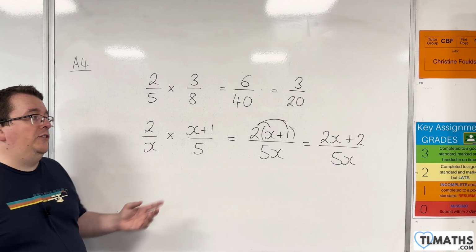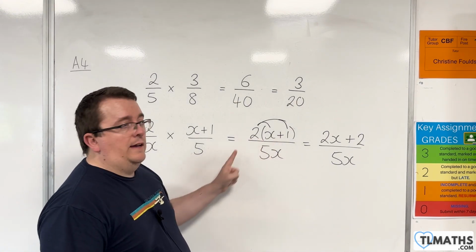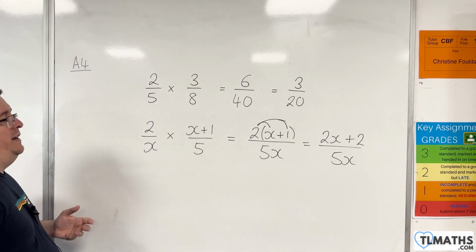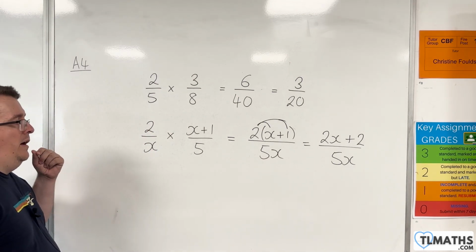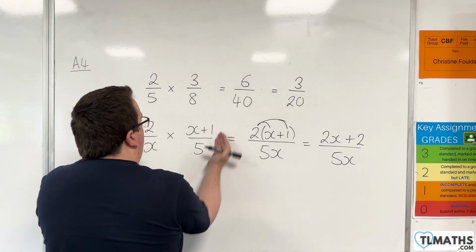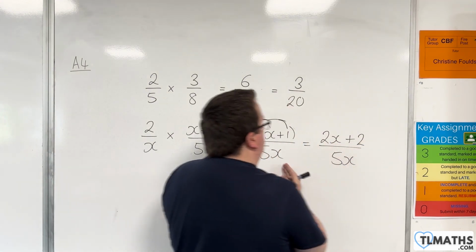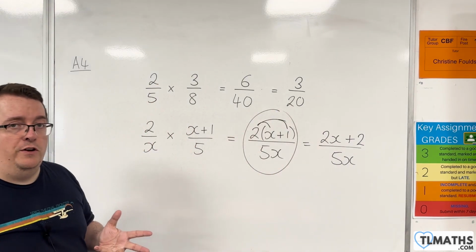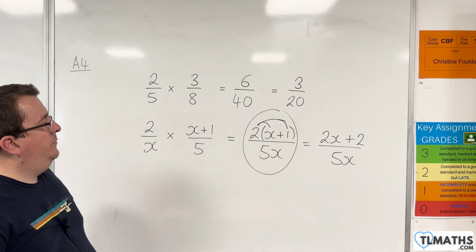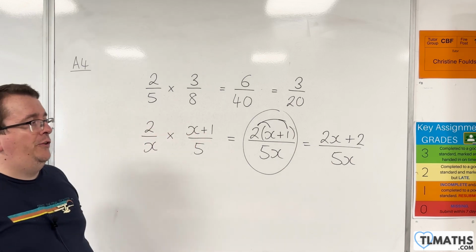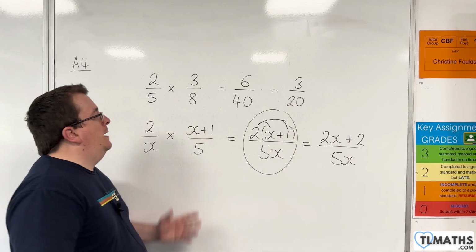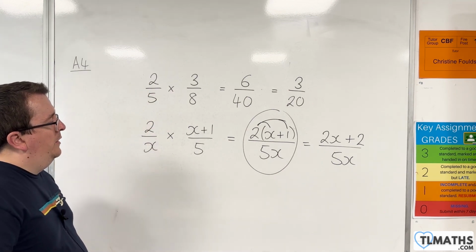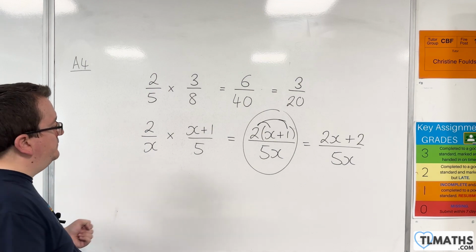Now, in some contexts, it might have been more useful to leave it in that factorised form in the numerator. Really depends on the question and what you need to do with it. But if you can go straight from this to this without writing out that intermediate step, then that is perfectly fine also. Okay? So this is how we multiply fractions together, algebraic or not.